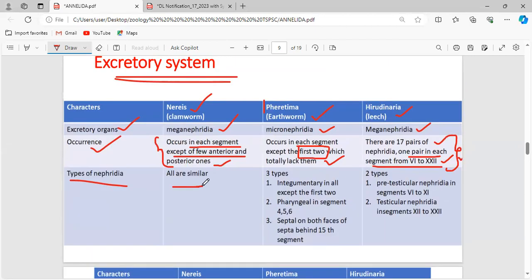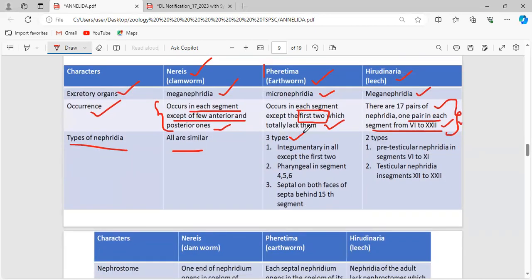All the meganephridia present in the clamworm are similar in size, similar in function, and morphologically similar. When it comes to the earthworm, there are three different types of nephridia. The first is integumentary, in all segments except the first two. The second is pharyngeal. And the third is septal, on both faces of the septum behind the 15th segment.